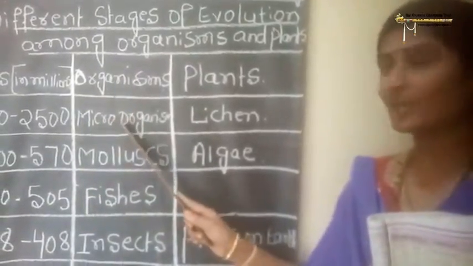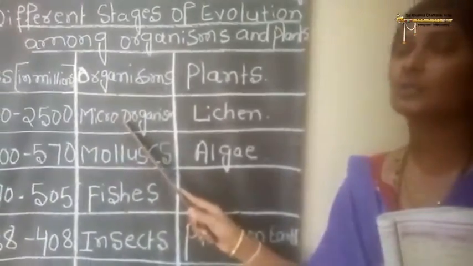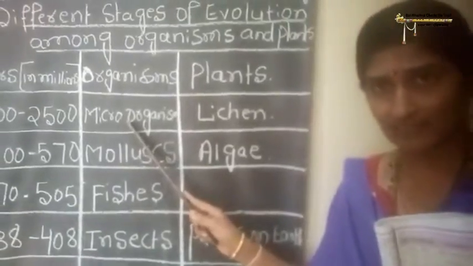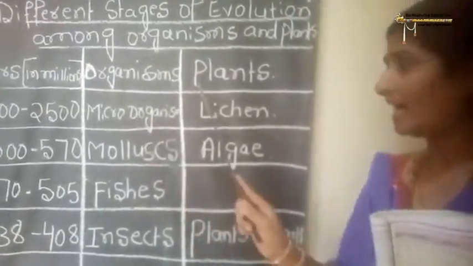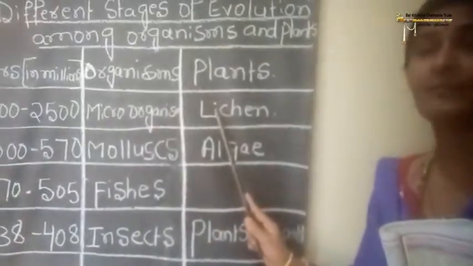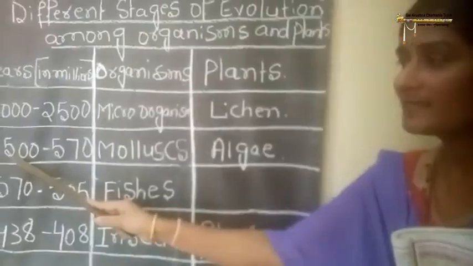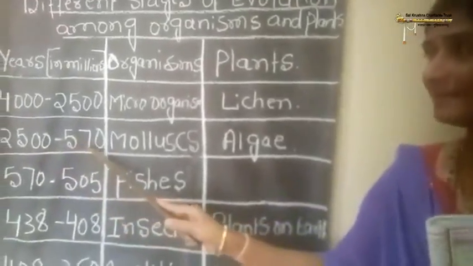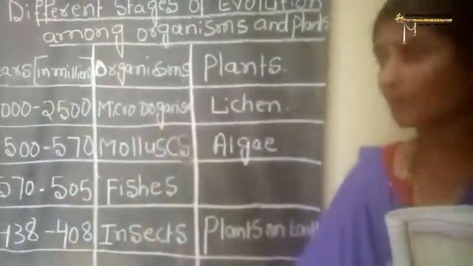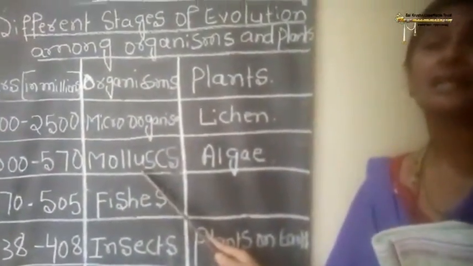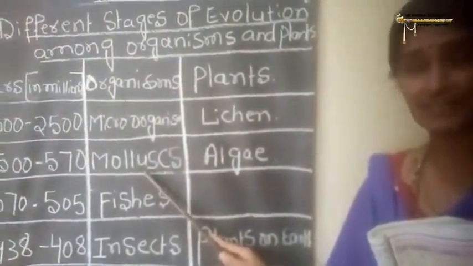Understood? So you understood about the microorganism. I have given the example of a microorganism, that is prokaryotes, and lichen. I have explained what is lichen. And coming to 2,500 to 570 million years ago, molluscs came into existence.